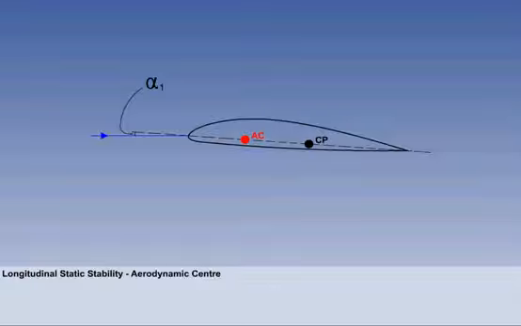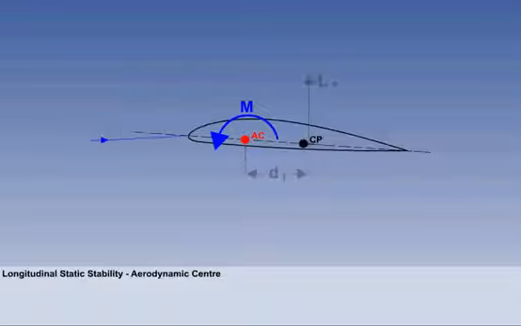Consider angle of attack 1. Angle of attack 1 will generate lift 1, acting through the center of pressure. Lift 1 is acting at distance 1, aft of the aerodynamic center. Lift 1 multiplied by distance 1 generates pitching moment m. Pitching moment m acts nose down, about the aerodynamic center.